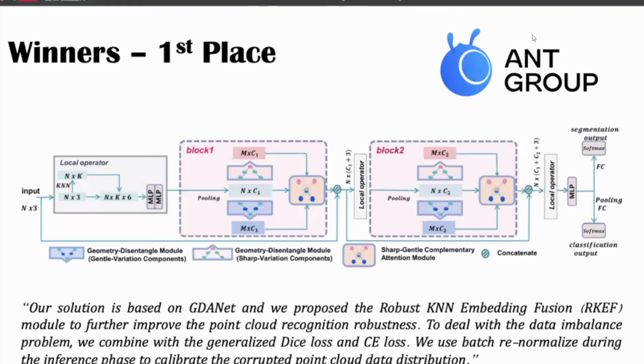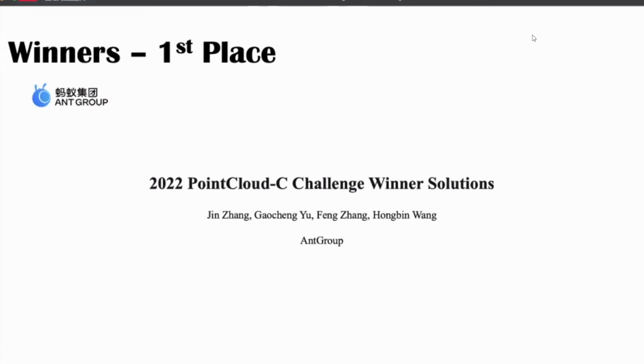So let me briefly introduce their methods. Our solution is based on GDANet, and we propose the robust k-nearest neighbor embedding fusion module to further improve the point cloud recognition robustness. To deal with the data imbalance problem, we combine the generalized dice loss and the cross-entropy loss. We use batch renormalization during the inference phase to calibrate the corrupted point cloud distribution. This video is from the first place winners. So let us just watch the introduction of their solution.